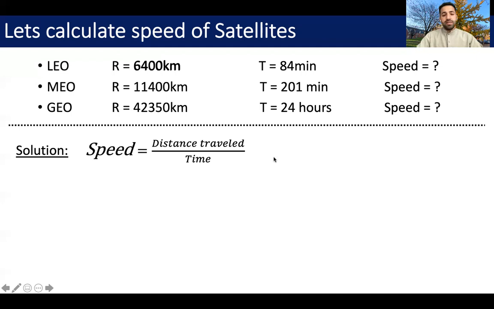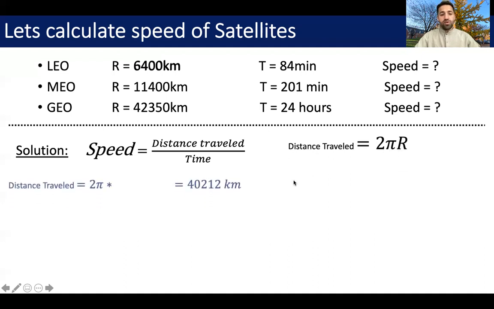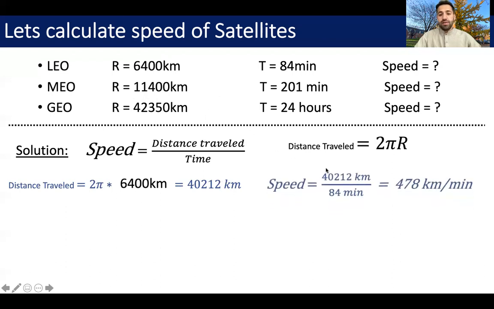In our case, the satellites are not traveling on a flat surface. They are traveling around the Earth, which is circular. So we will use the formula for the circumference of a circle to find the distance traveled by the satellite. The circumference of a circle is 2 pi multiplied by the radius. Substituting the numbers, we have 2 pi multiplied by the radius, which is 6,400 kilometers, and we get 40,212 kilometers, which means that the satellite will have to travel 40,212 kilometers to complete one circle. And we know that it takes 84 minutes for the satellite to complete this distance.